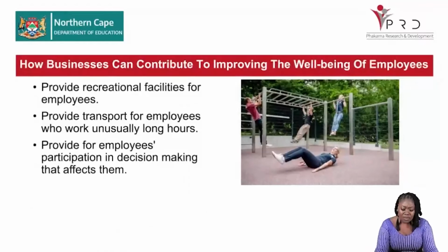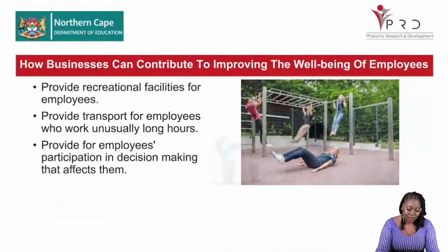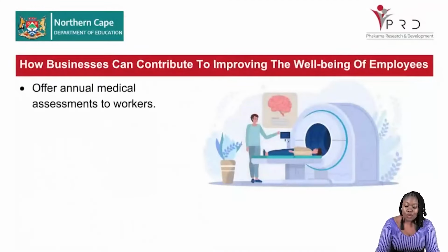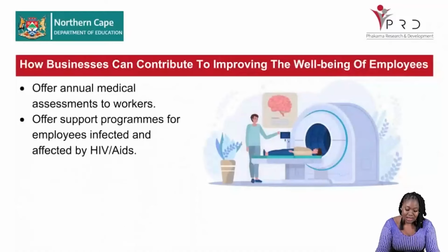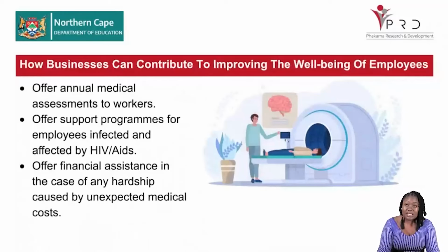And then also businesses can provide for employees' participation in decision making that actually affects them. So bottom line, what it means is that involve employees in decision making, especially decisions that are going to affect the employees. Businesses can also make sure that they offer annual medical assessments to their employees. They can also make sure that they offer support programs for employees that are infected and affected by HIV and AIDS. Businesses can also offer financial assistance in the case of any hardship that is caused by unexpected medical costs.